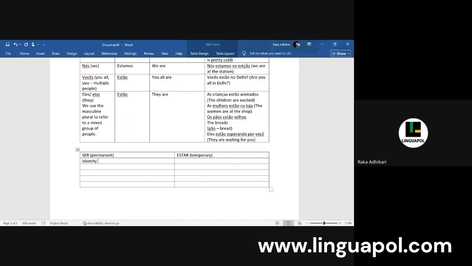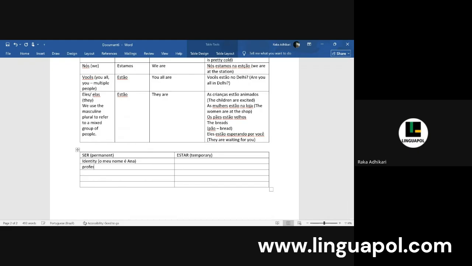So if I say, o meu nome é Ana, my name is Anna. So here we are using the ser verb because it's a permanent part of our identity. That's why we are using the ser verb. Then it comes under identity only, but let us stress it again.